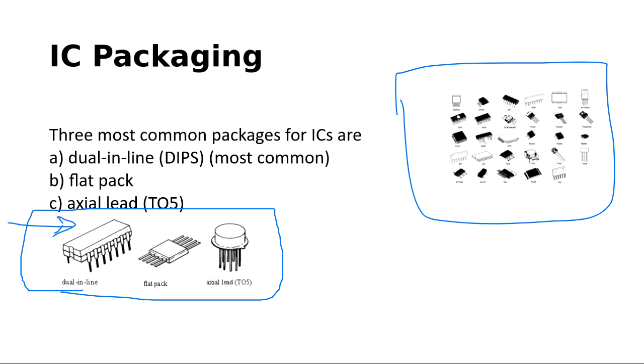So this is called dual inline, because it has two rows of terminals, one here and one on this side. Dual inline ICs are the most common. Then there is the flat pack, which is this one, and the axial lead, which is this one. But the most common we use is this one.